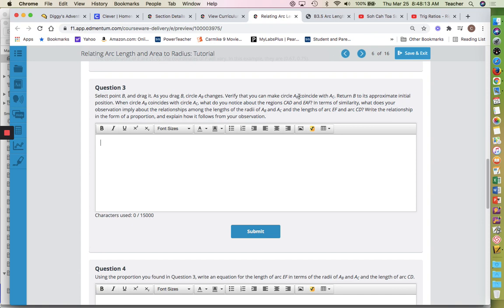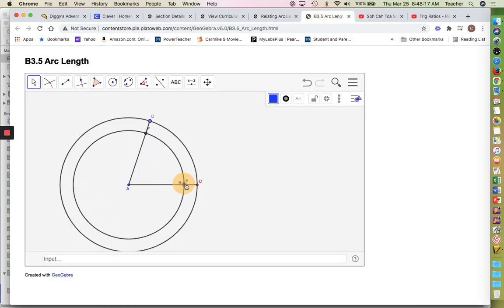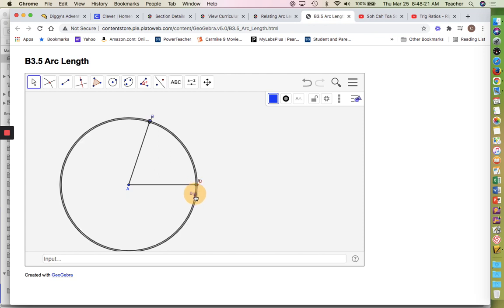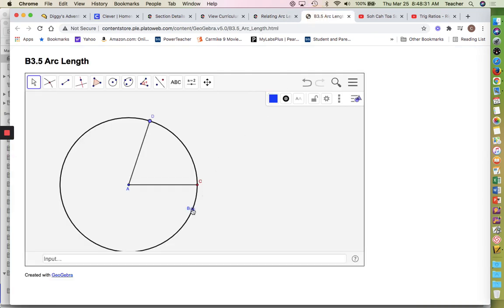Verify that you can make circle AB coincide with AC. Oh, well, yes, I can. Because I can just sit it right on top, and then boom, it's one circle, not two. Or I can put it right there, and now you see one circle. I can do that. All right, return B to its approximate initial position, and it's not going to be perfect. All right, so it was somewhere like right there.